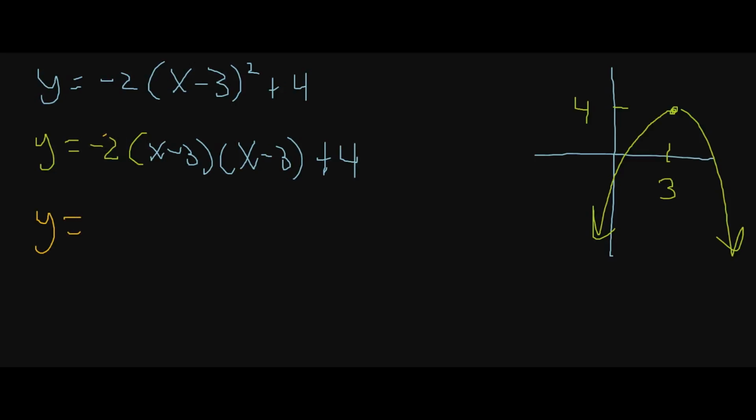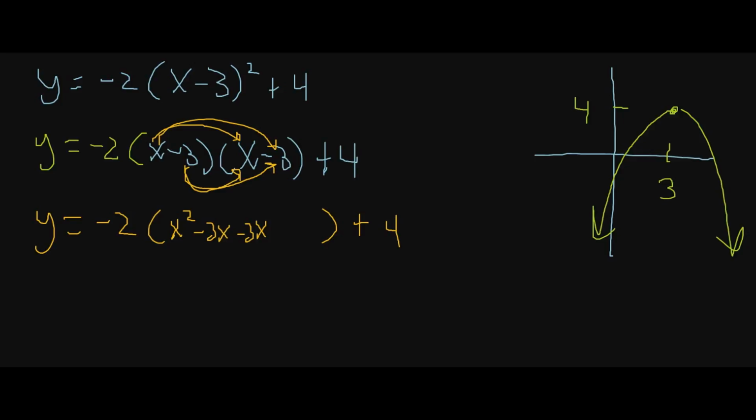We'll keep it consistent like we've done in the other videos. So we're going to get negative 2. I'm going to put a big parenthesis here, but then we have this plus 4. The reason I'm putting this big parenthesis is because we need to distribute this whole thing. So what's x times x? That's x squared. What's x times negative 3? That's negative 3x. What's negative 3 times x? That's negative 3x again. And negative 3 times negative 3 is positive 9.